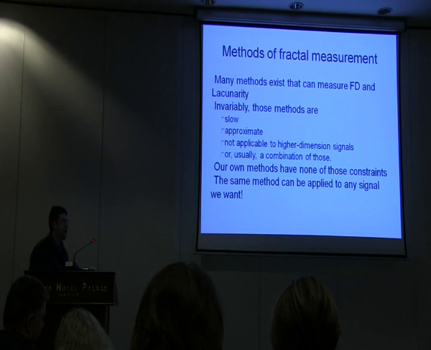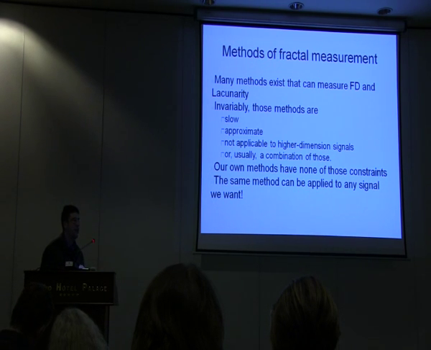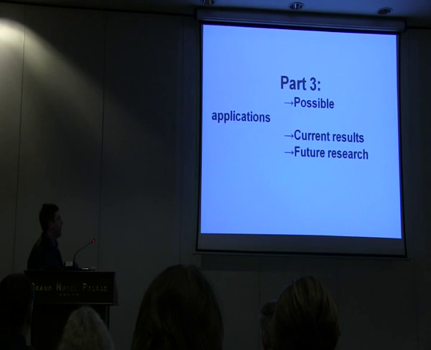There are many methods in the available bibliography that can compute both of those measures, both the fractal dimension and the lacunarity. However, as a general rule, they are slow, they are approximate, not exact. They are not applicable to high dimension signals like the ones we saw before. Typically, they only extend to grayscale images, and usually they are a combination of all of those.